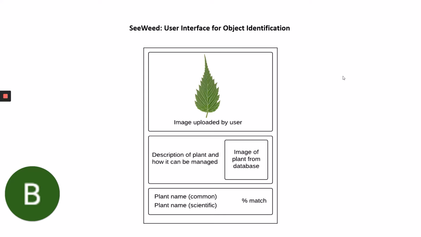After the user has taken a photograph of a leaf from the weed, it will be displayed in the user interface alongside the name of the weed, an image from the database, and a description of how it can be managed. For this function to work, users will need to photograph the leaf against a white background.